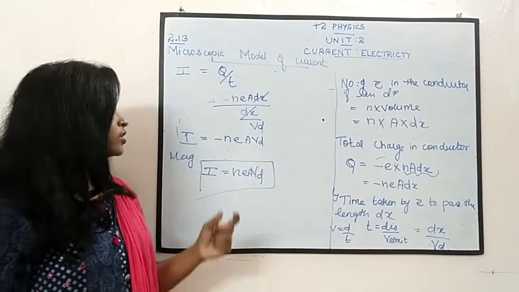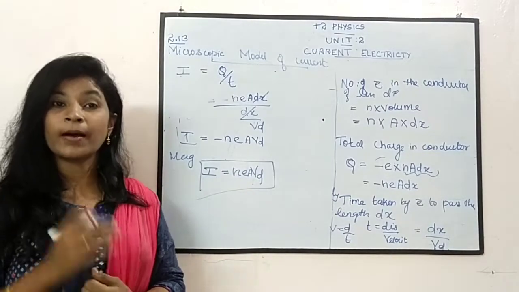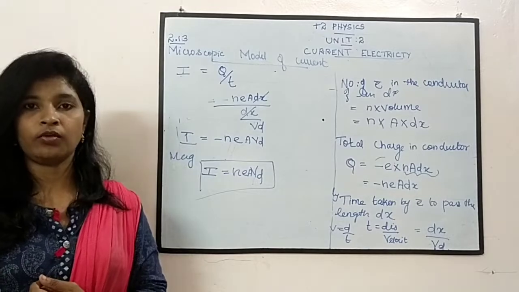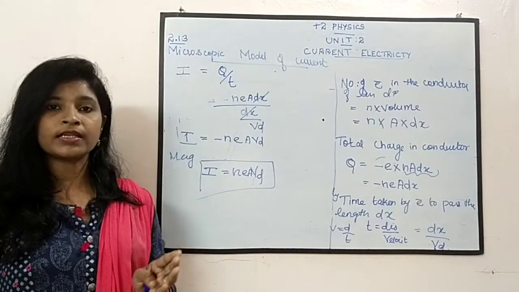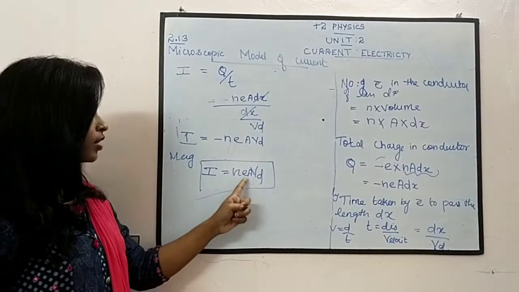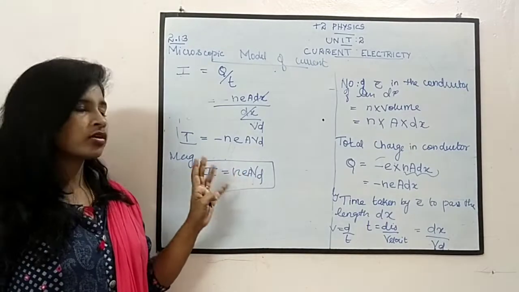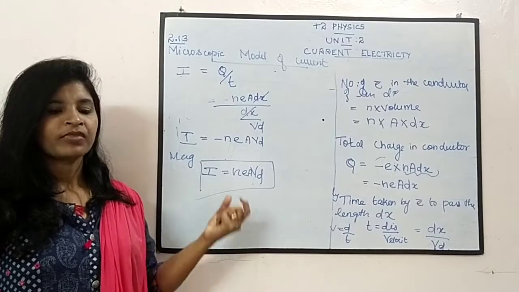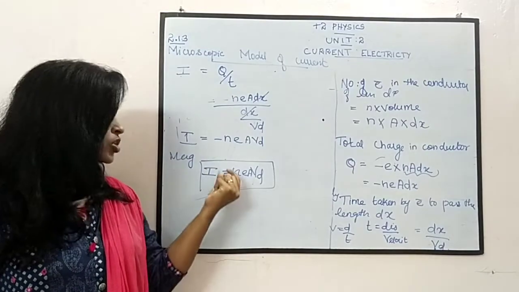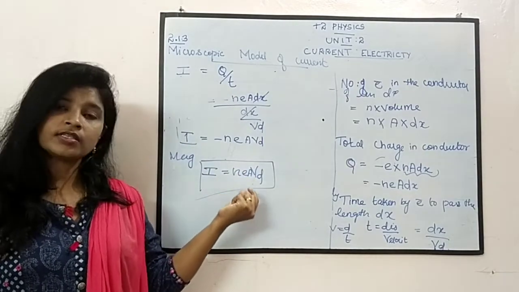Okay. So what is this N? What is N? Number of electrons in the material. Okay. So this N is the property of a material. Okay. So what is E? E is the charge of the electron. Okay. So this N is constant. This is the property of the material. So this E is also constant.